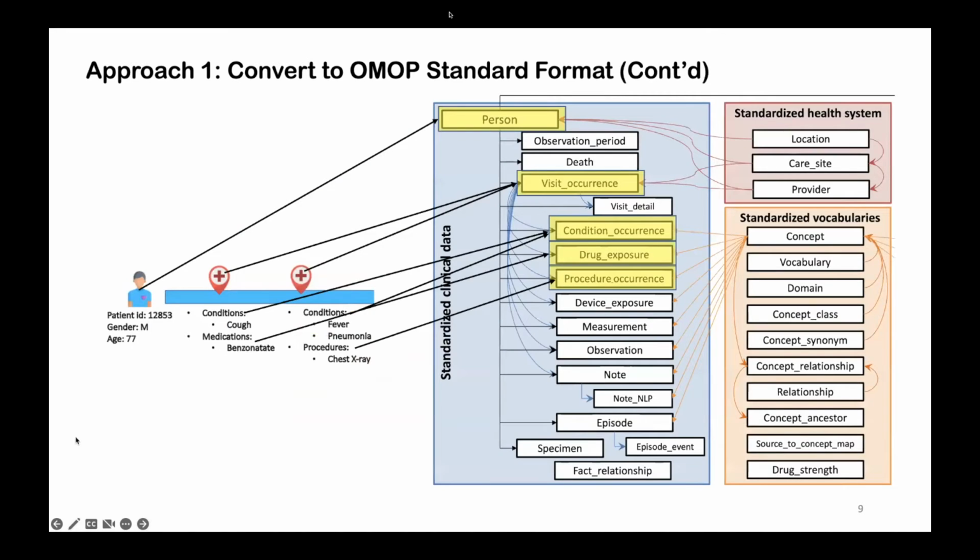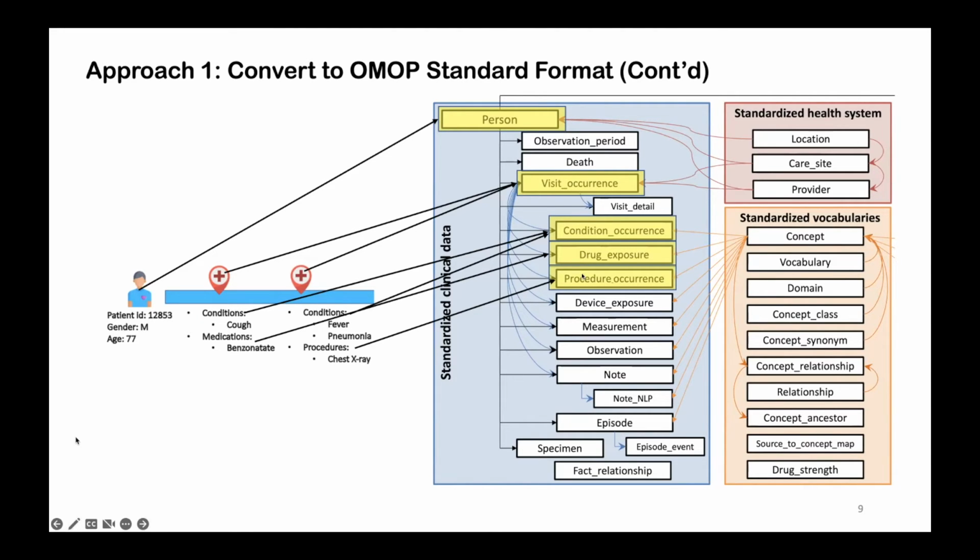More specifically, here on the very right, I show the standard API of OMOP. As you can see, it is essentially a relational database where the main table is the person table. This person table is linked to different subtables like visit occurrence, and each visit occurrence will have different conditions, drugs, and procedures.